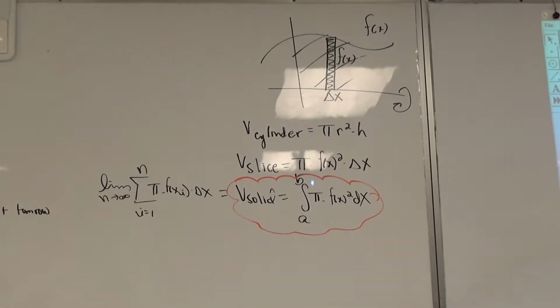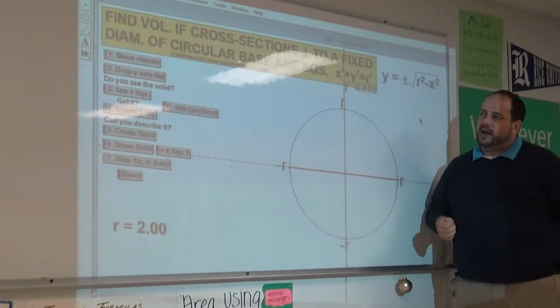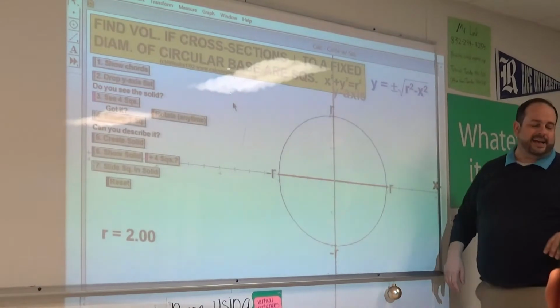All right. So we have our base. Now, here's what we're going to do so that you can get the three-dimensionalness of this. Victoria, I want you to click on the box where it says drop y-axis flat.